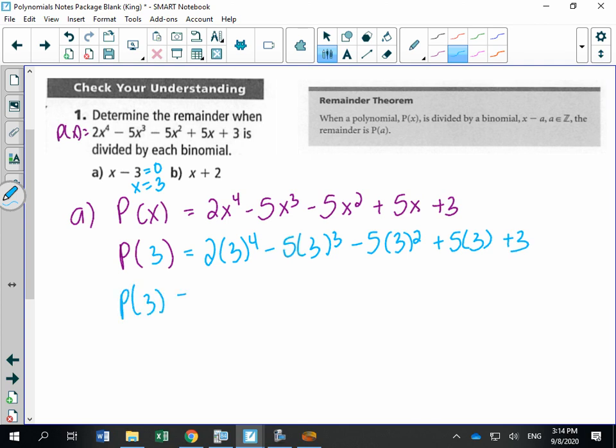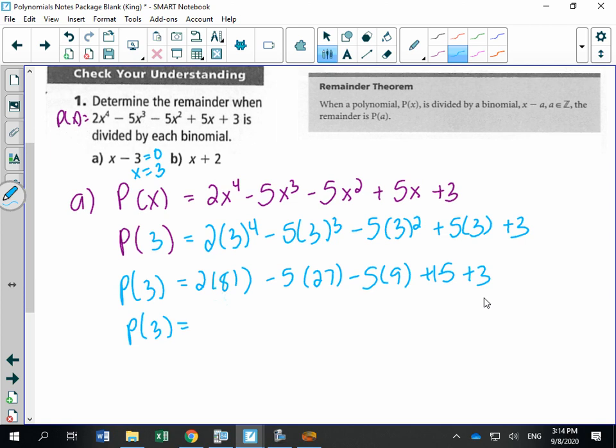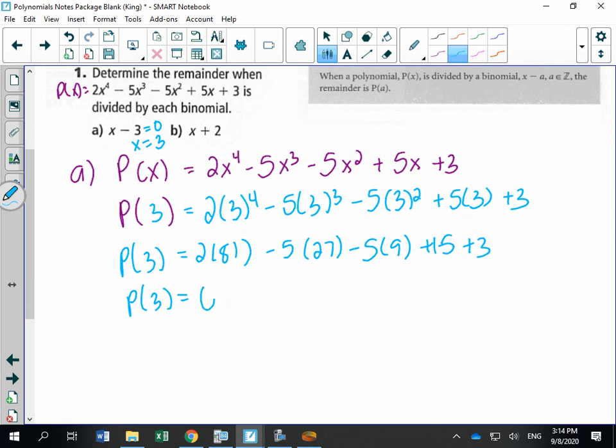P of 3 is equal to 2 times 81 minus 5 times 27 minus 5 times 9 plus 5 times 3 is 15, plus 3. P of 3 is equal to, so if you computed this on your calculator, you would get P of 3 is equal to 0. So what that means is 0 is our remainder.